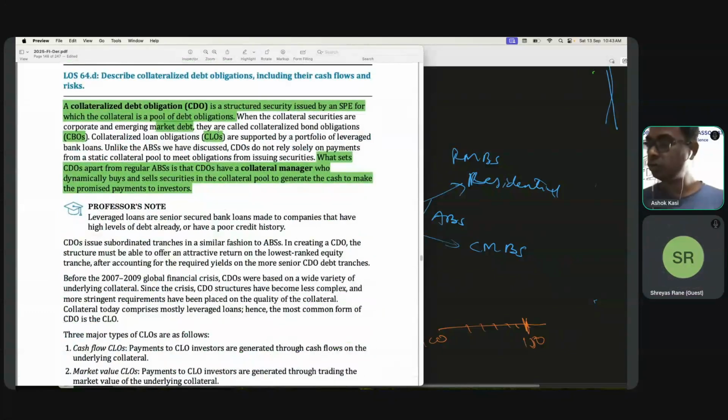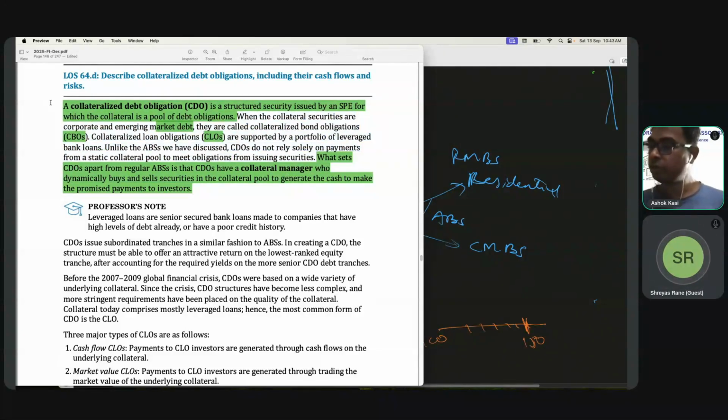CDO, just go through this one. CDO is a structured security issued by an SPE for which the collateral is a pool of debt securities. When the collateral securities are corporate and emerging market debt, they are called collateralized bond obligations.